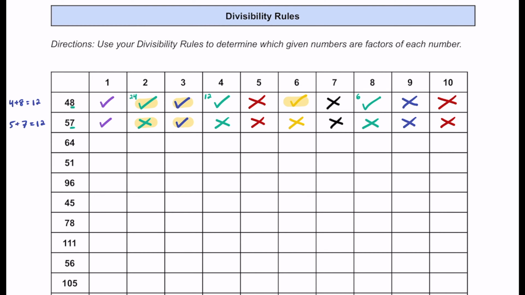For 64, for this next one, it is divisible by 1. Let's check to see the last digit. The last digit is 4. So is that 5 or 0? No, 5 fails, 10 fails.